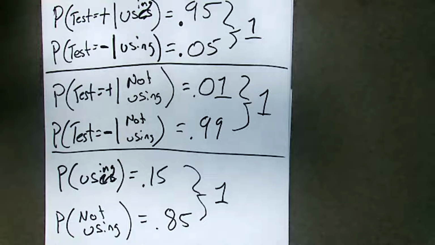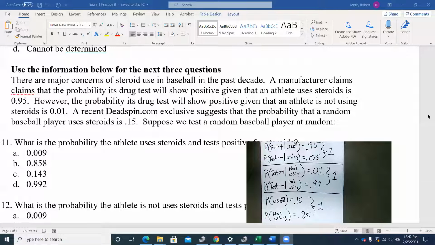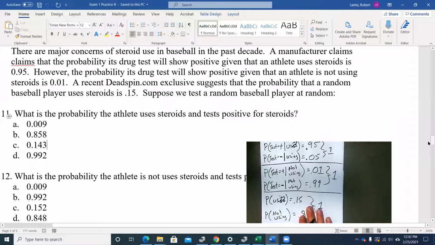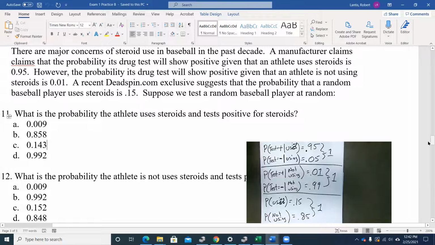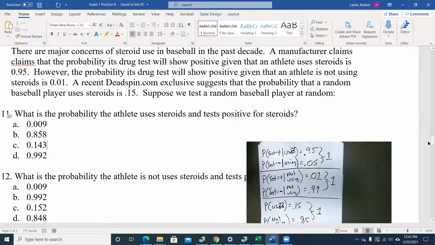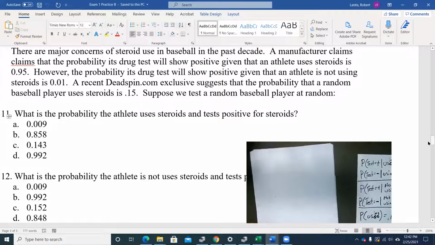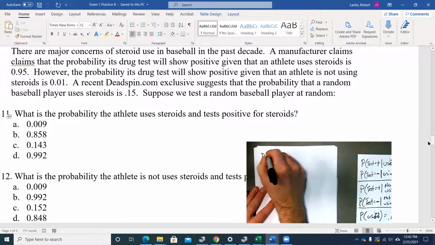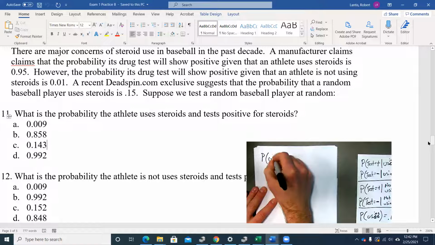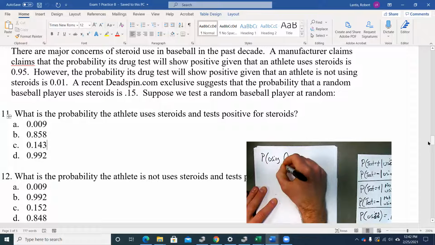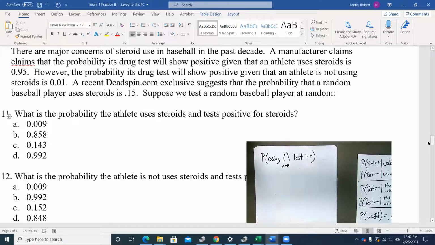So let's go. Leave that up here down in the corner. Let's think about the very first thing that we're asked to find. So, got all these together, and then we're asked, what's the probability an athlete uses steroids and tests positive? Right? So we're going to go here, write out what we're looking for. Okay, so what's the probability that they're using, and the test comes back positive. Okay. So we're looking for the intersection of these two events.